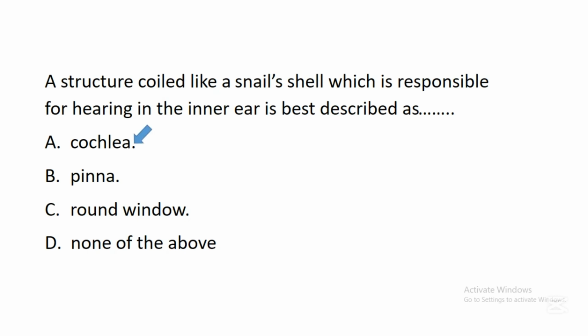Cochlea. So this cochlea is a structure found in the inner ear, and this structure looks exactly like the shell of a land snail, and studies have shown that this structure called cochlea is the part of the ear responsible for hearing.